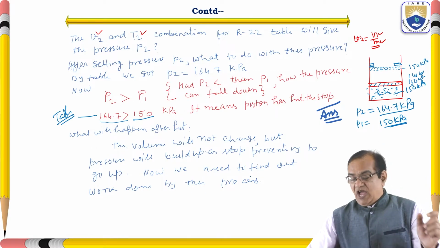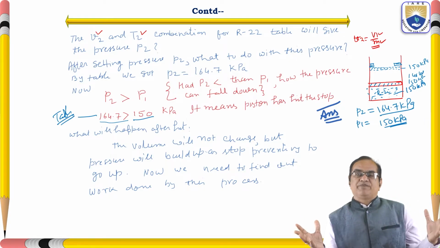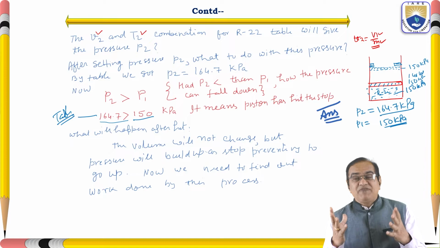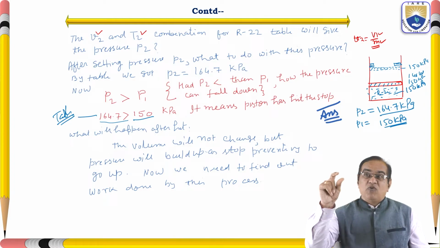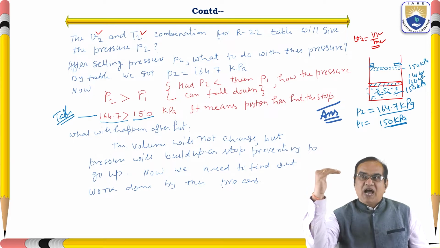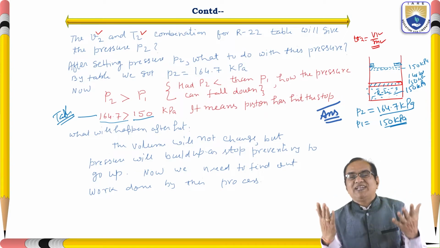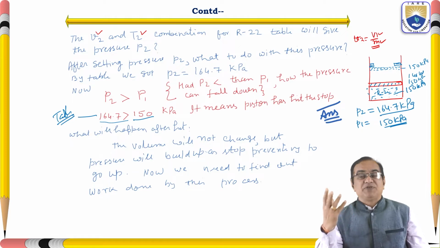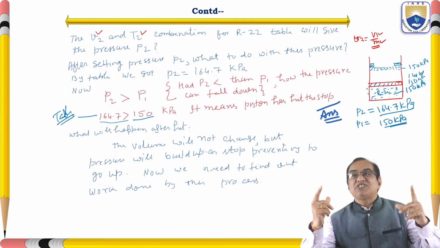We have to be very cautious that the work done is equal to PdV. So here what P we have to take and what the volume changes are, this we have to ensure. Because here we have 150 kilopascal, which is up to the stop. But after touching the stop, the pressure is increased to 164.7. So which pressure do we take, either P1 or P2? That we have to make sure, and also how much change in volume has taken place.